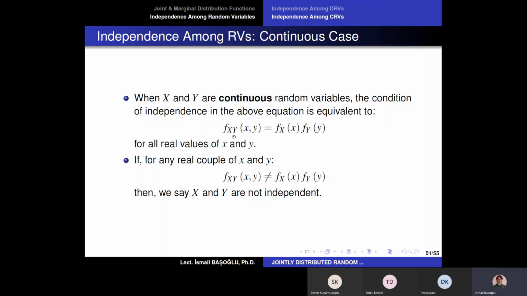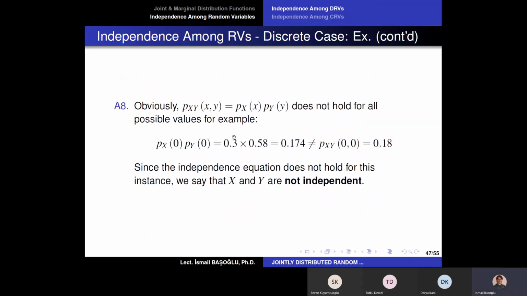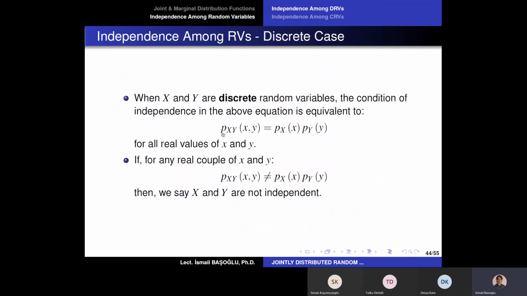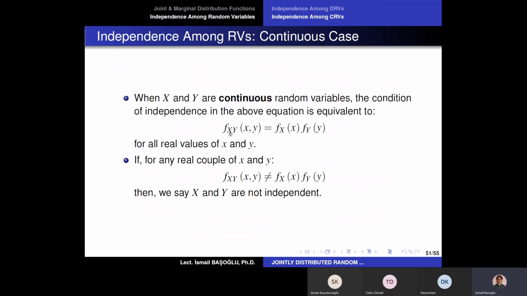Now, if you check the condition of independence for discrete random variables, it says what? The joint probability mass function should be equal to the product of the marginal probability mass functions for all possible values of x and y for independence. Now, the same definition can be written for continuous random variables. The joint probability density function at any couple of x and y values should be equal to the product of the marginal probability density functions at those values.